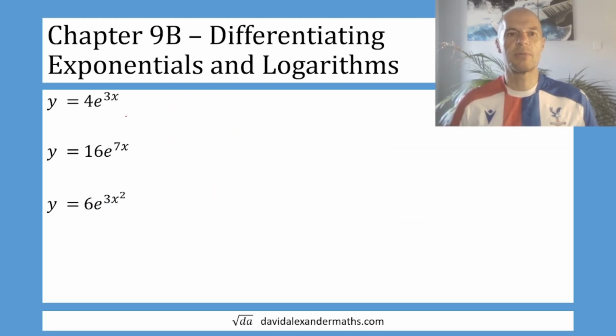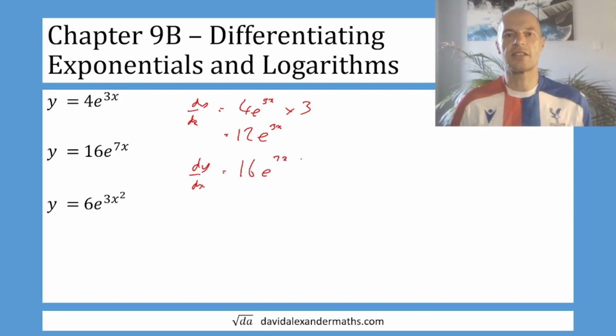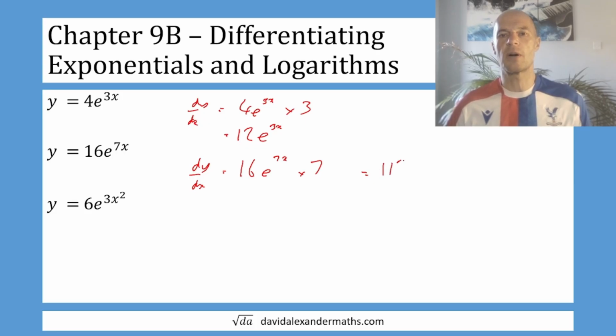Okay, so here are some other examples. So if y is 4e to the 3x, then dy by dx is going to be 4e to the 3x multiplied by the derivative of 3x, so times 3, and we can tidy this up. That becomes 12e to the power of 3x. If y is 16e to the 7x, then dy by dx is going to be 16e to the 7x multiplied by 7, and now we can clean it up by multiplying together the 16 and the 7 to give me 112e to the power of 7x.